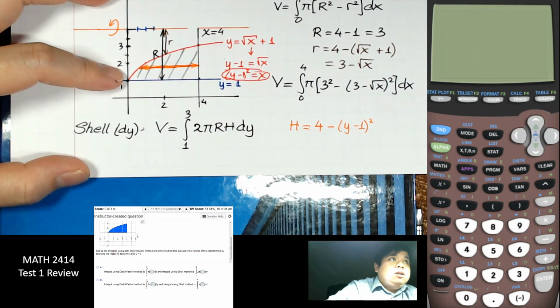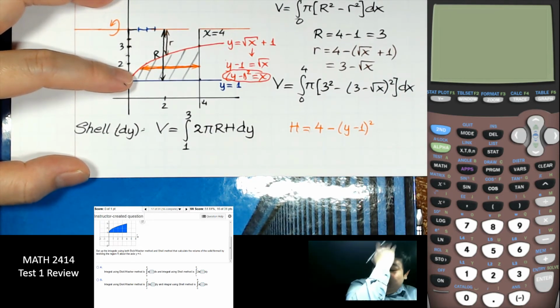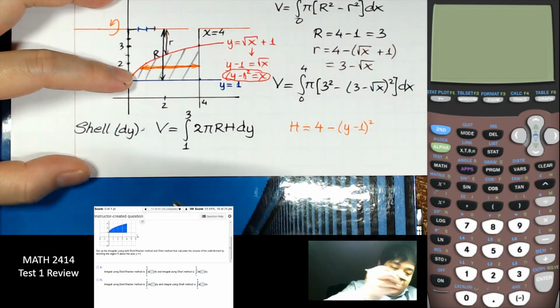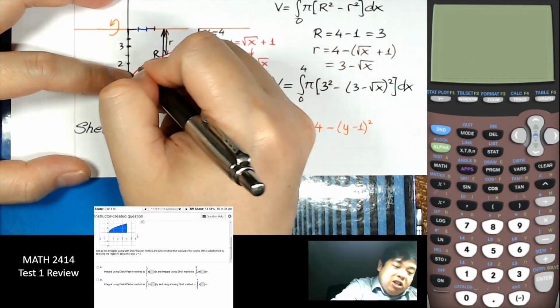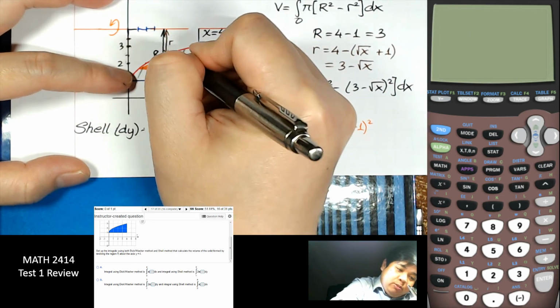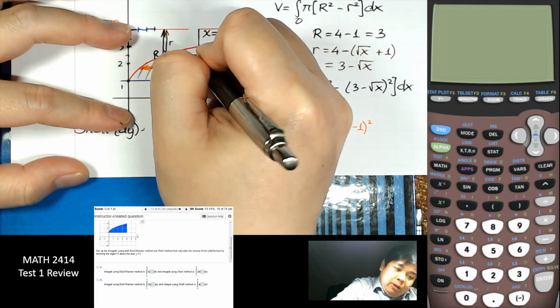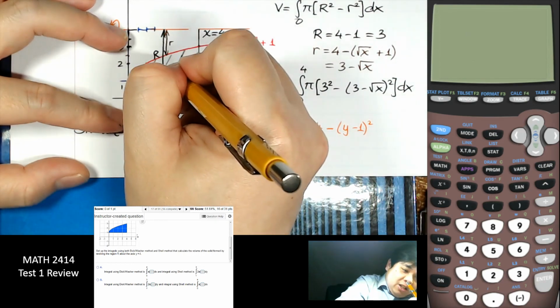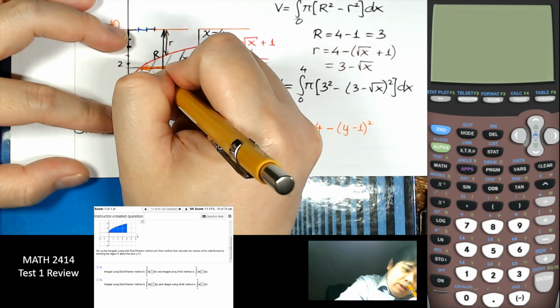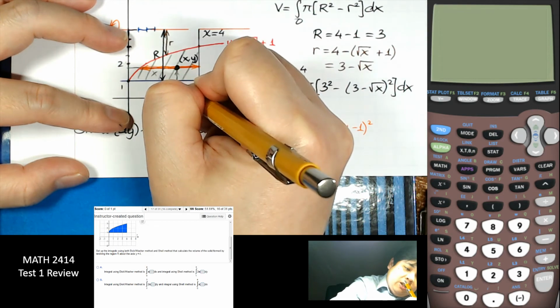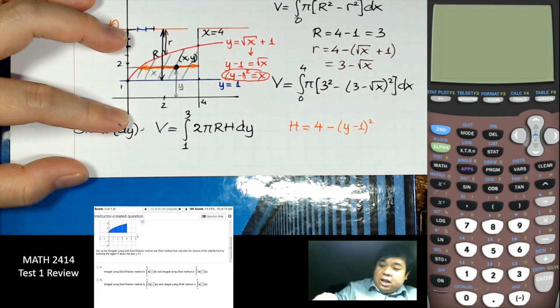So that is R. That is H. Now to determine R, pick any point randomly on this line. Any point will do. I choose this point. When we have that point, the distance to the y-axis is going to be x. The distance to the x-axis is going to be y. Since we have dy, that's what we need.